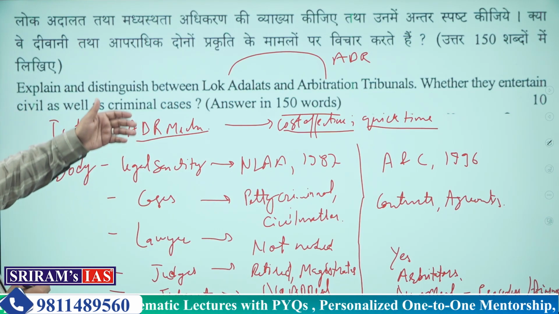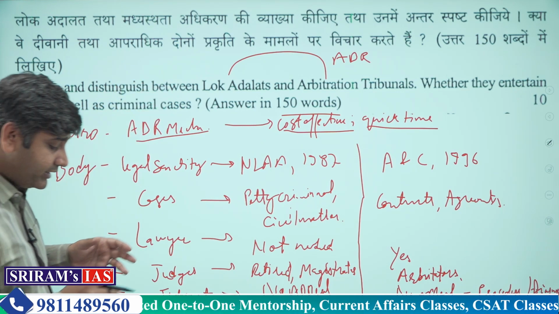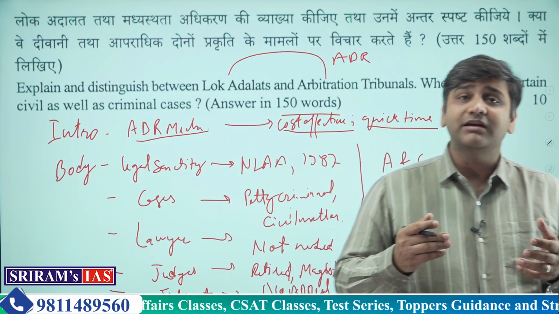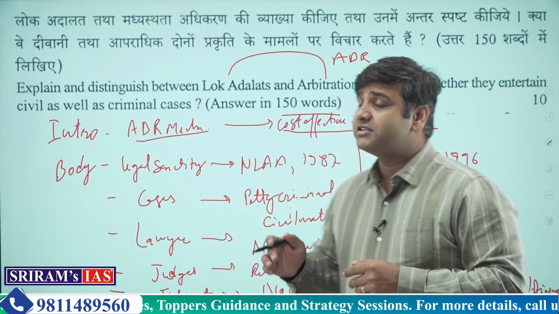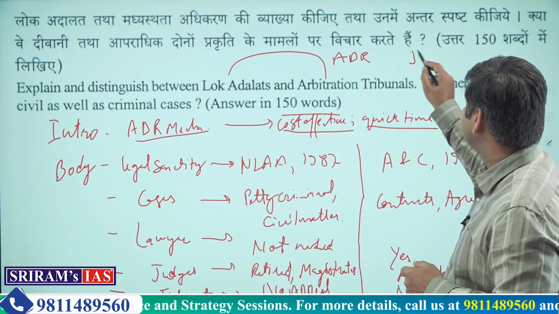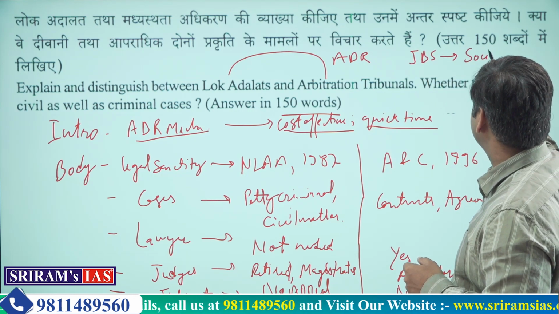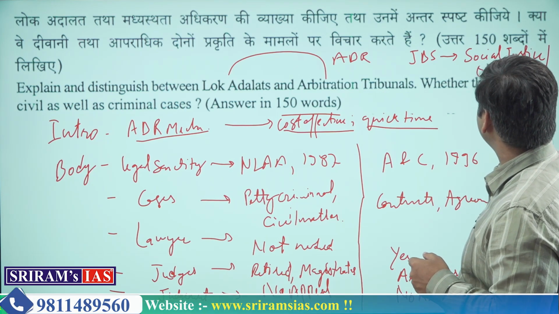See, alternative dispute resolution mechanism is very, very helpful. It reduces the burden on the judiciary and it helps in the justice delivery system. And justice delivery system brings what? Justice delivery system helps in social justice and also in economic justice.